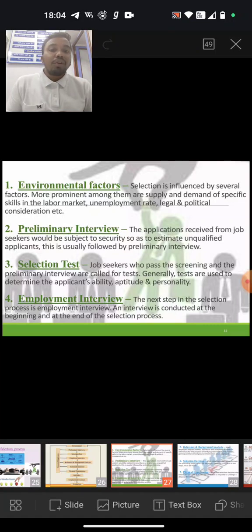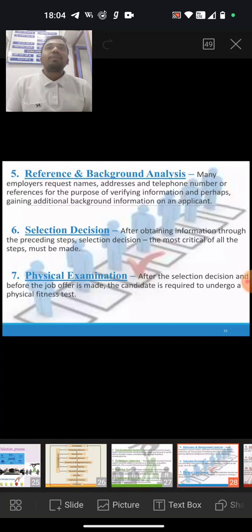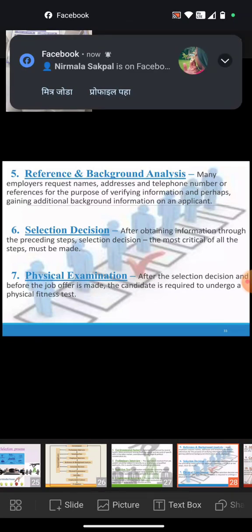Employment interview. The next step of the selection process is the employment interview. An interview is conducted by the interviewer at the end of the selection process. Fifth one, reference and background analysis. Many employers request names, addresses and telephone numbers of references for the purpose of verifying information and gaining additional background information on the applicant.